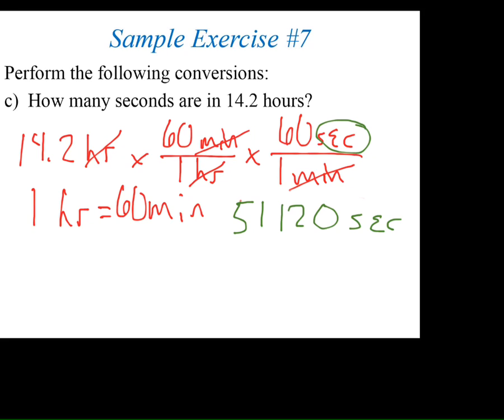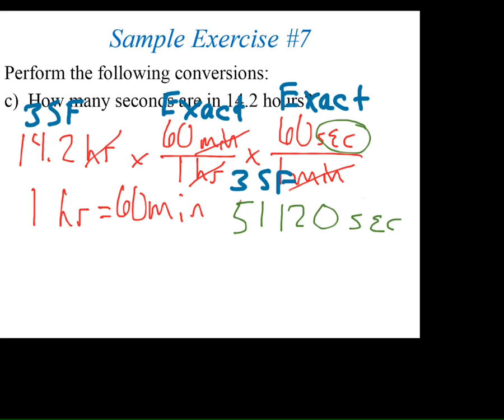So the question is, how many sig figs should we have on that? Okay. So the first one, 14.2, that has 3 sig figs, right? Good. How about 60? Because that one's exact, right? Why is that exact? It's defined. That one has been defined to be true. So that one has unlimited, infinite sig figs. How about 60 seconds in a minute? It's been defined, so that one's exact. Good.